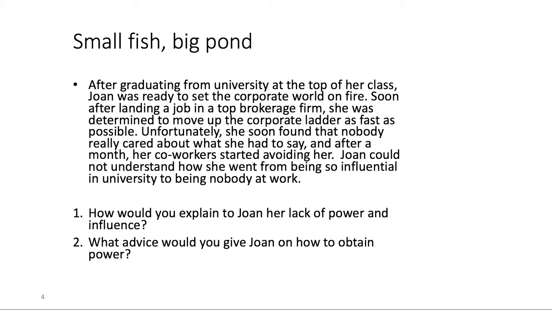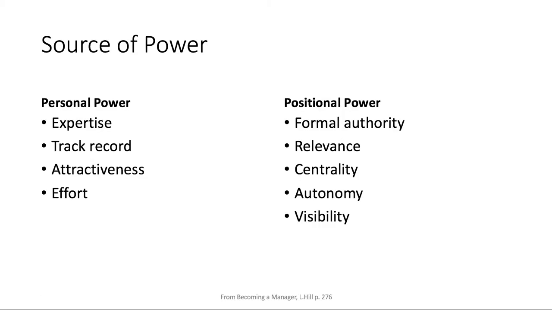Well, let's unpack that a little bit more. I'm pulling out here a chart that is actually in your text on page 276. This chart lays out sources of power. Personal power versus positional power. Personal sources of power include expertise. So if Joan could just become the best at something or find something that is unique to her that she's able to contribute within the organization, that's a source of power.